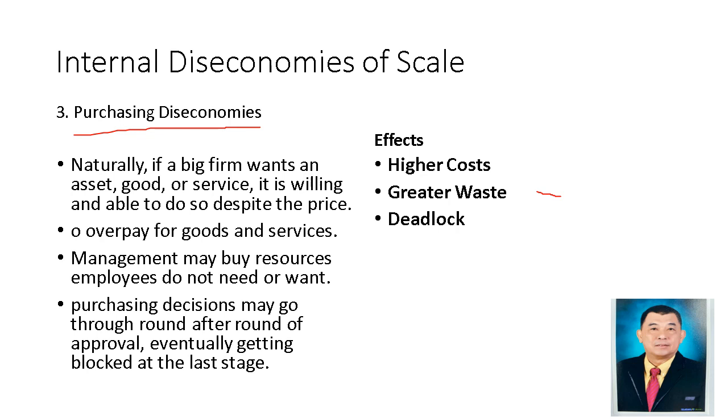Management may buy resources employees do not need or want. And deadlock: some large firms recognize that there are levels of reckless spending. As a result, purchasing decisions may go through round and round of approval, hierarchy, until it's no longer productive, and in turn may not actually provide progress.